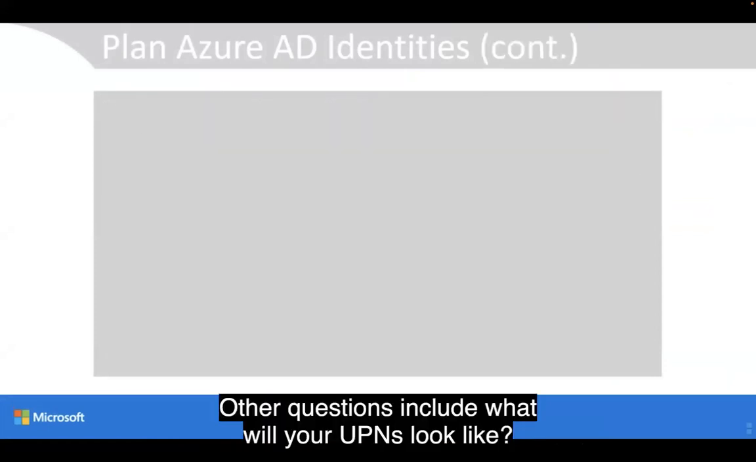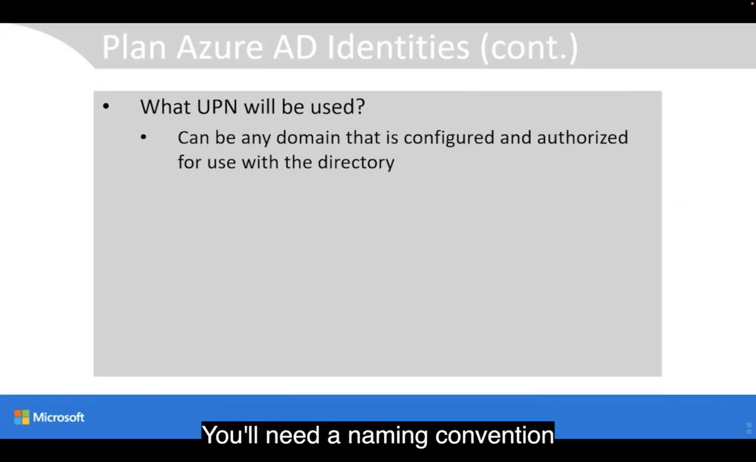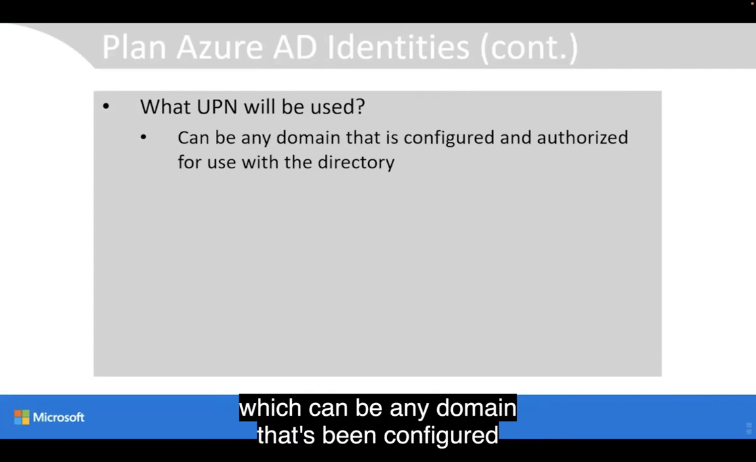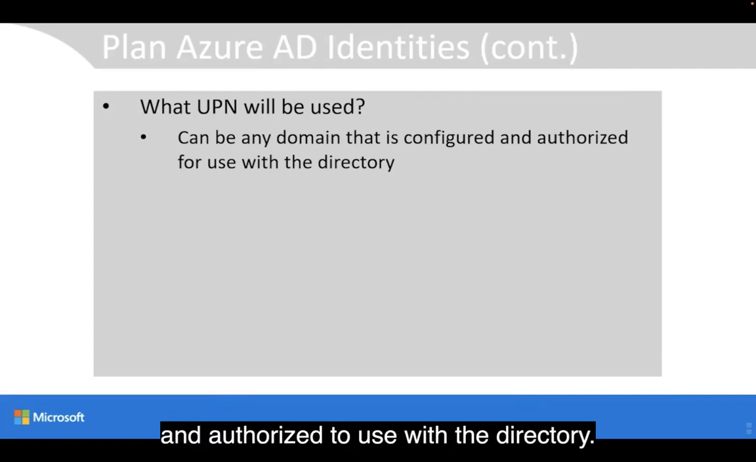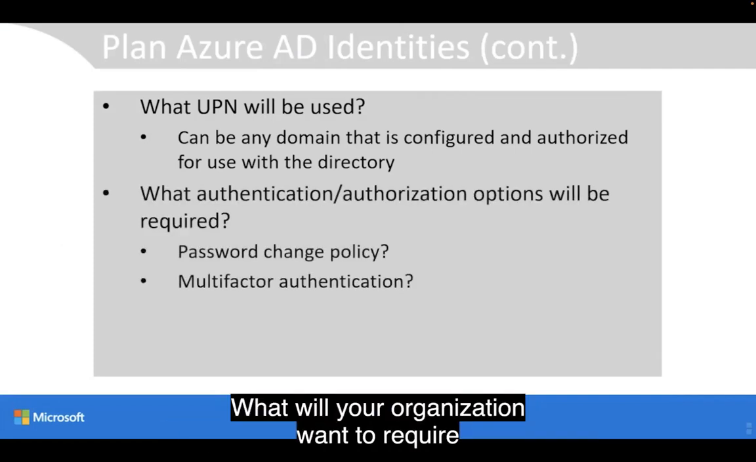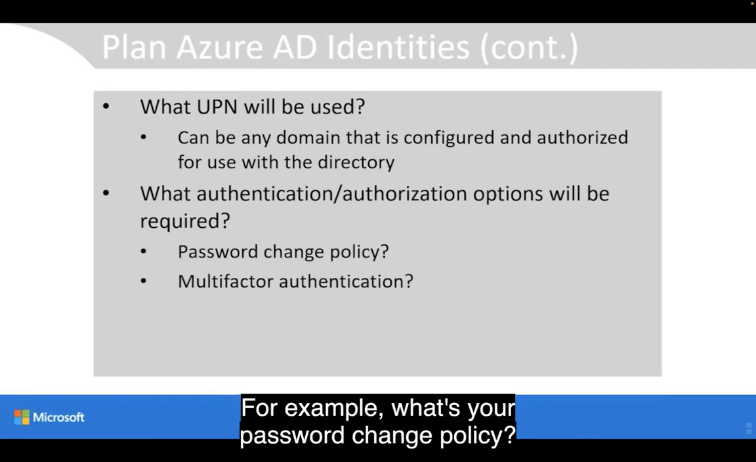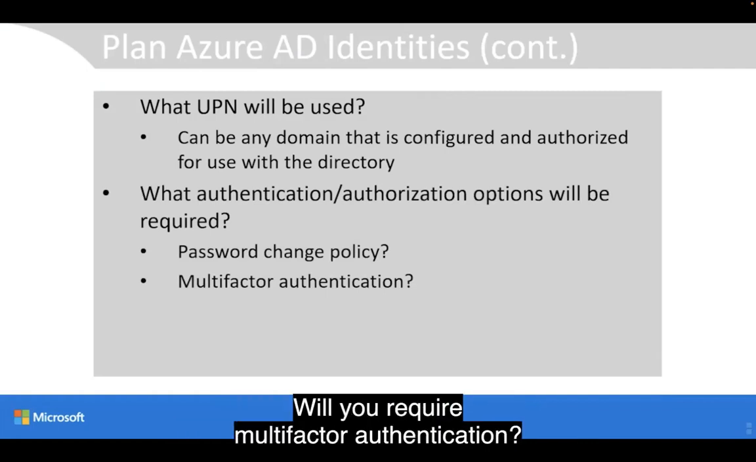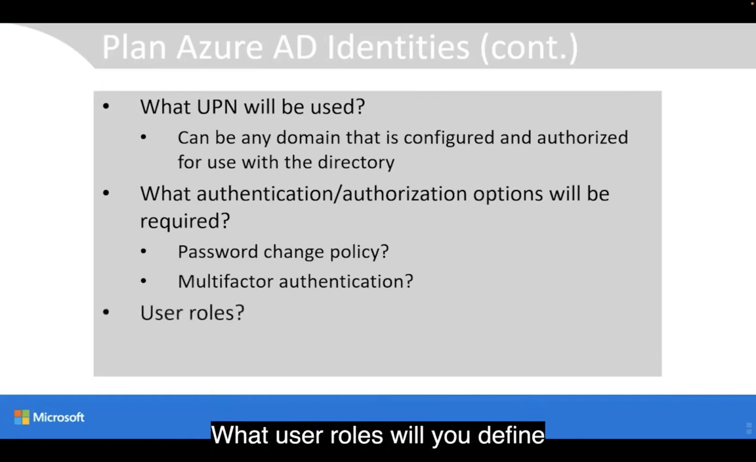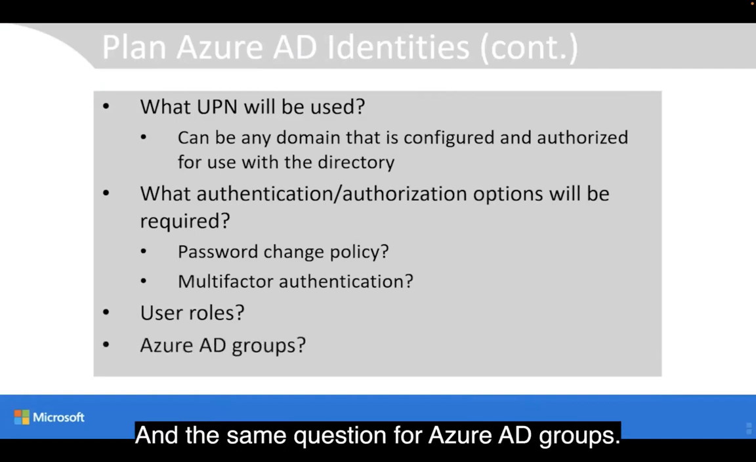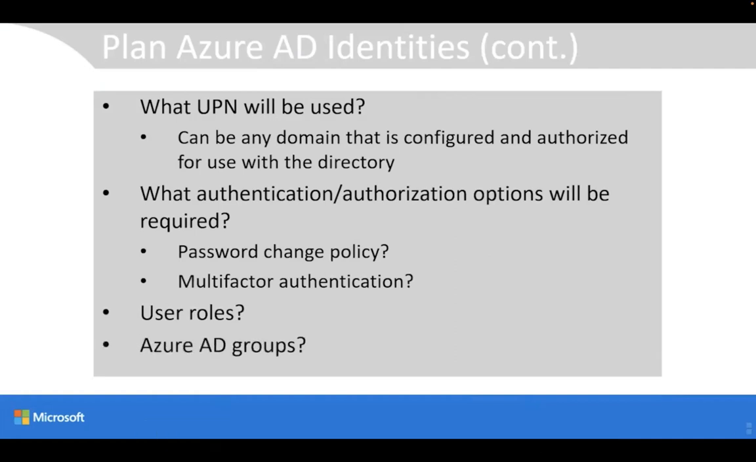Other questions include, what will your UPNs look like? You'll need a naming convention that includes a default domain, which can be any domain that's been configured and authorized to use with the directory. What will your organization want to require for authentication and authorization? For example, what's your password change policy? Will you require multi-factor authentication? What user roles will you define, and what are the membership rules? And the same question for Azure AD groups.